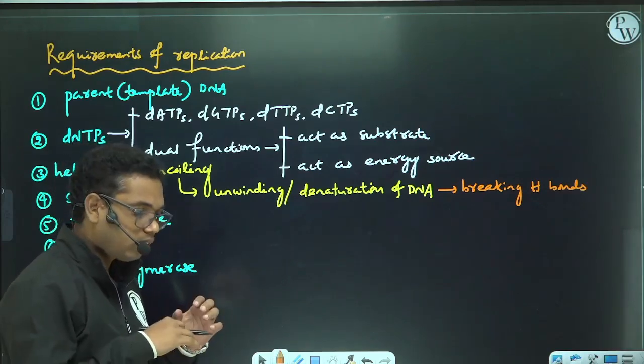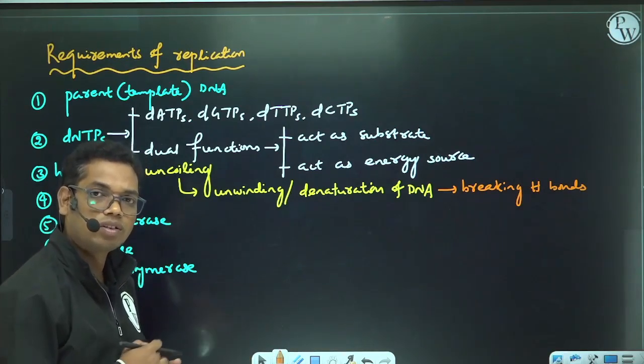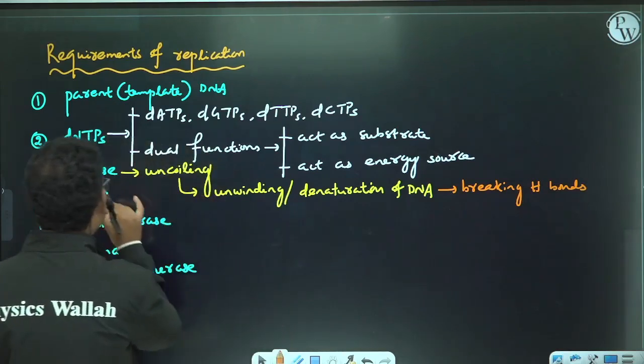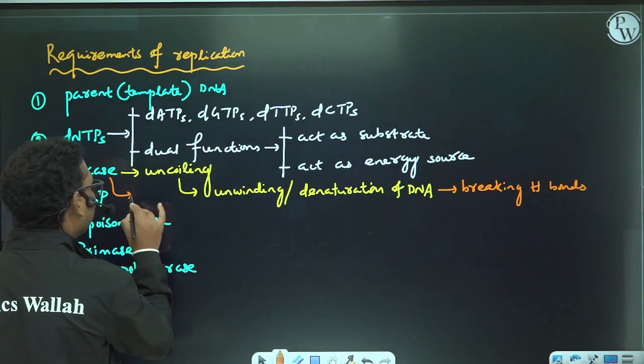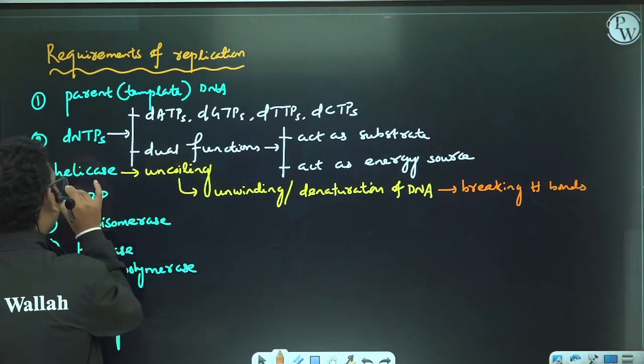And how will this ATP provide energy? When this ATP undergoes hydrolysis. And that is why this helicase enzyme has an activity. Which activity will it have? It has ATPase activity.